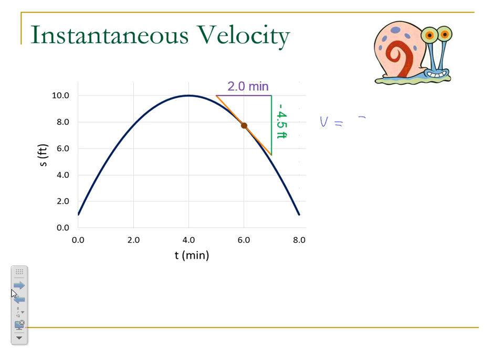It's going to be minus 4.5 feet divided by 2.0 minutes, and that gives us a minus 2.25 feet per minute, which again I'm going to write to just 2 significant figures, minus 2.3 feet per minute. That's my instantaneous velocity at 6 minutes.